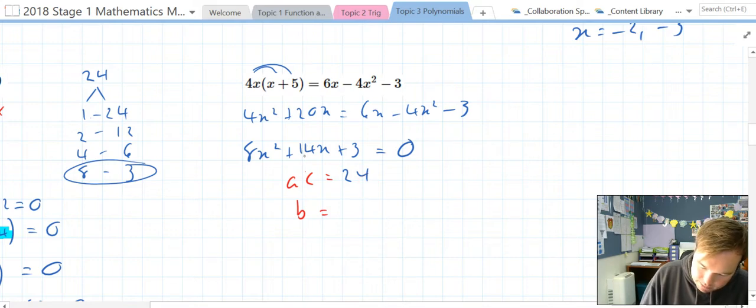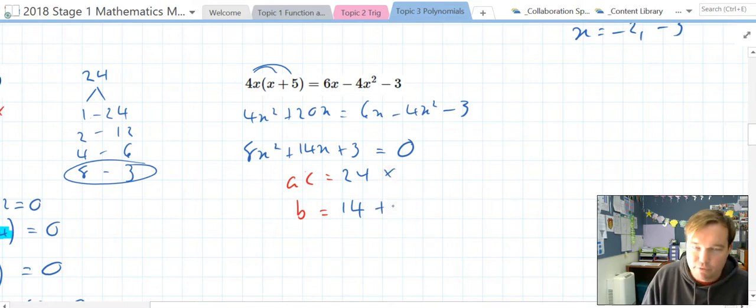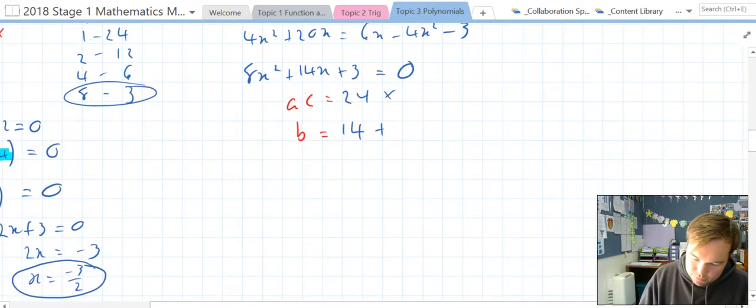Ooh, that's lucky again. B is 14. So now we're looking for things that multiply to 24 and add to 14. And hopefully you're all thinking, well, it's 2 and 12. Brilliant. So then what we do is we split the x term.